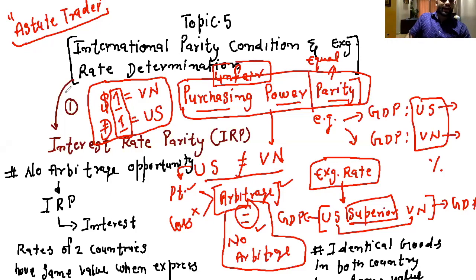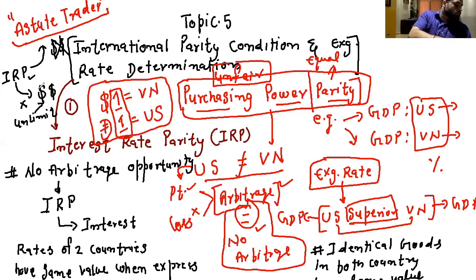Okay, so the conclusion is that if IRP exists, the trader will not make any profit. If IRP does not exist, the trader will make unlimited profit. Now, one more thing, and then we move on to the lecture slides to look at some calculations of these interest rate parities. One more thing to remember.